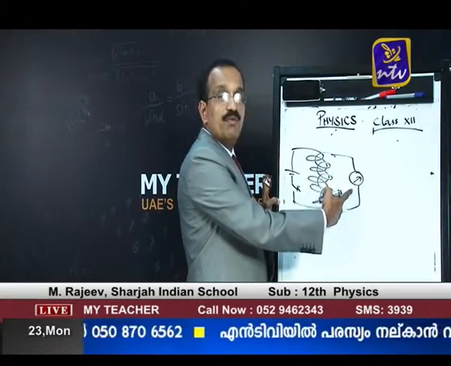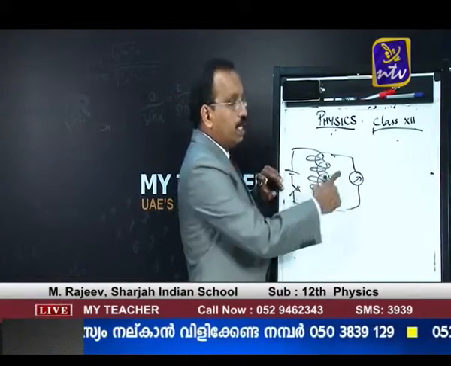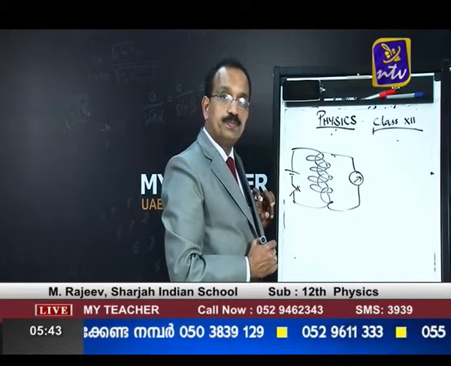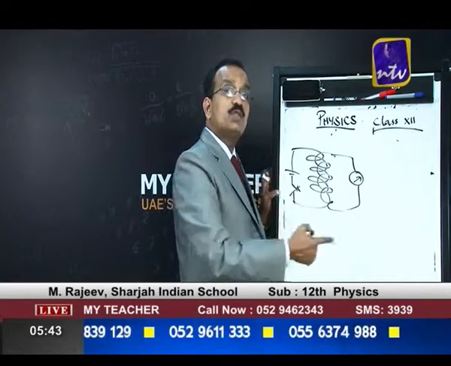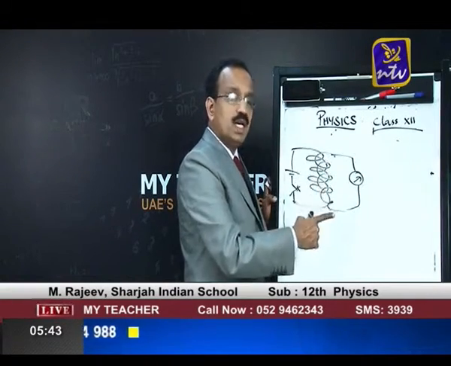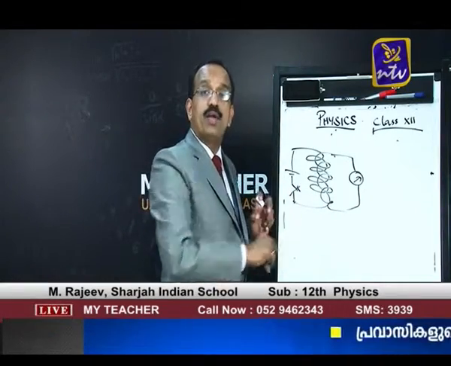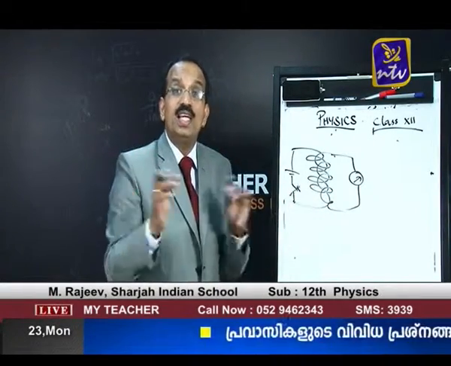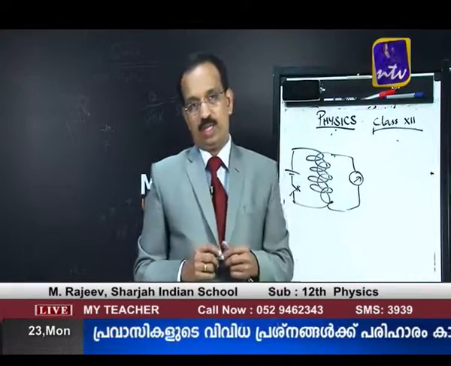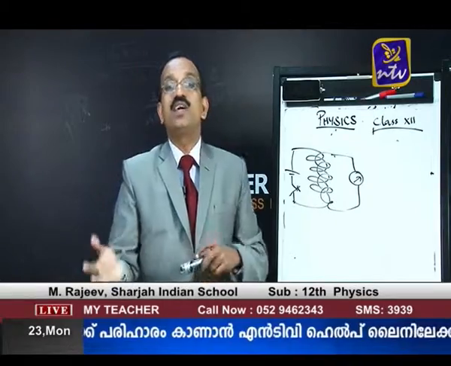suddenly you will see a deflection. Once again, the moment you close the key, you see a deflection in the galvanometer. Galvanometer deflection means there is a current, which means an EMF is induced, but the change in flux that induces this EMF is developed due to the current in the other, neighboring coil. So, mutual induction is inducing EMF in one coil due to the change in flux developed in the other coil.